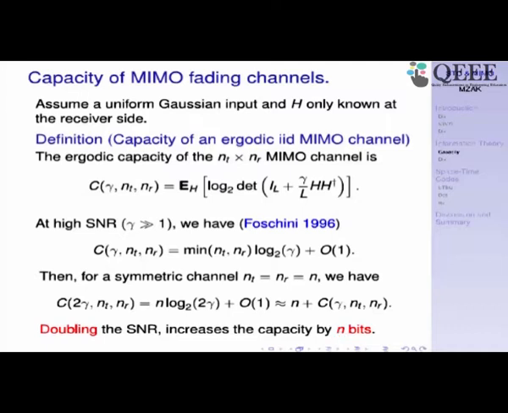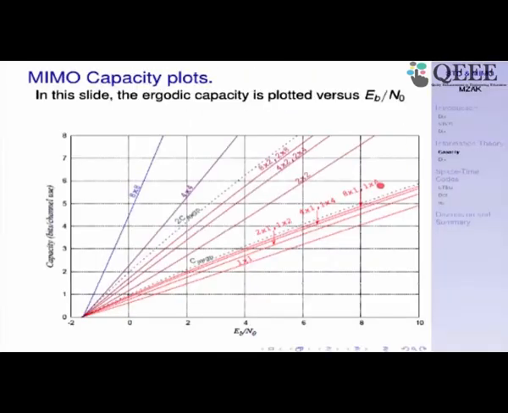See, in an AWGN channel, doubling the SNR you get only 1 bit, but in MIMO, when you are doubling the SNR, you are actually gaining a minimum of NT, NR bits. So that is a huge increase. The next slide basically gives you the capacity plots in bits per channel use.